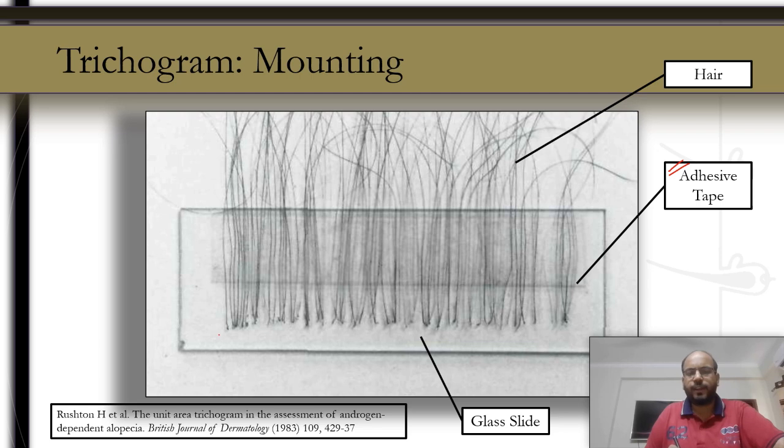Now remember, you are trying to mount it as parallelly as possible so that in a single field or a single swipe of the view, you can look at nearly all the bulbs and count the number of anagen and telogen hairs here. Clear? Let's move forward.